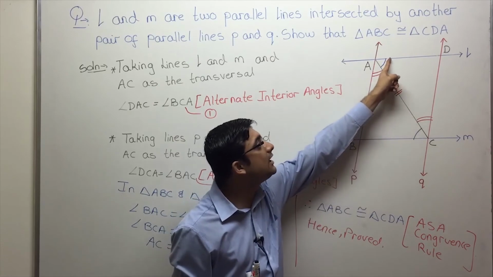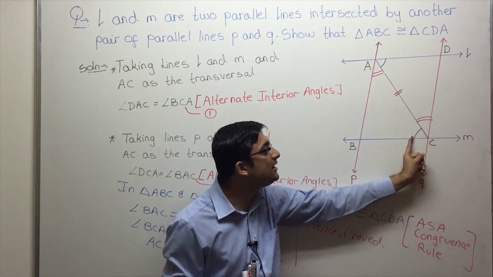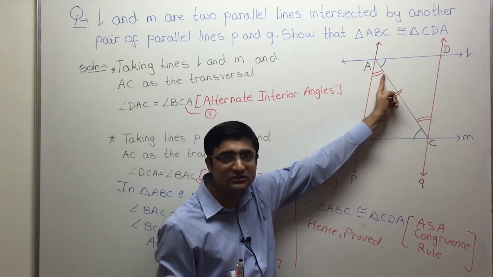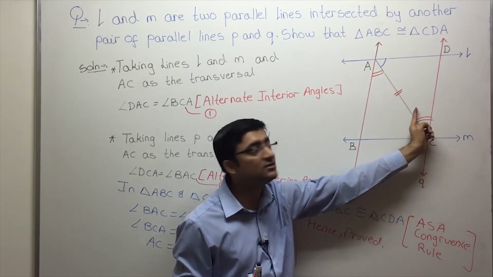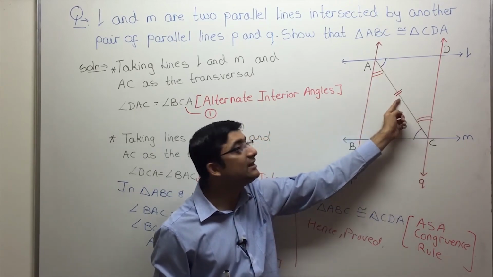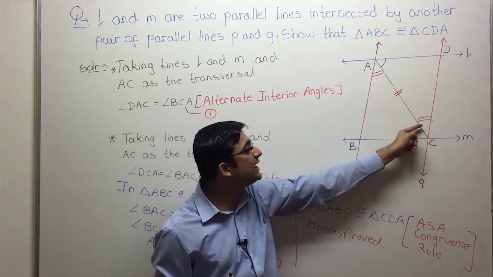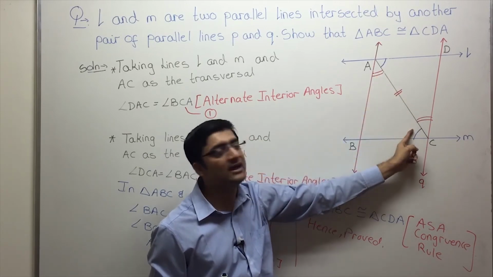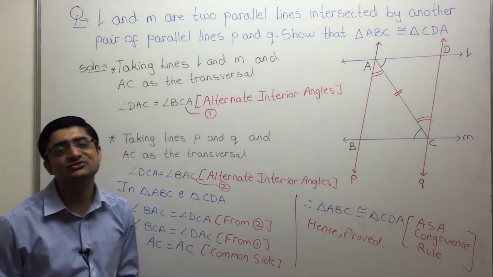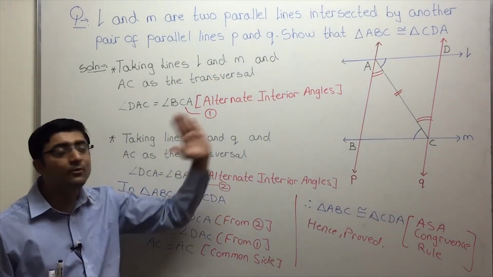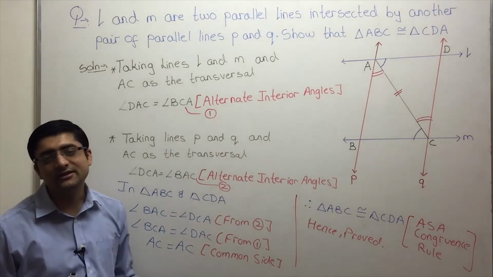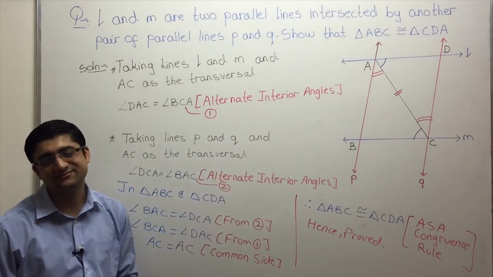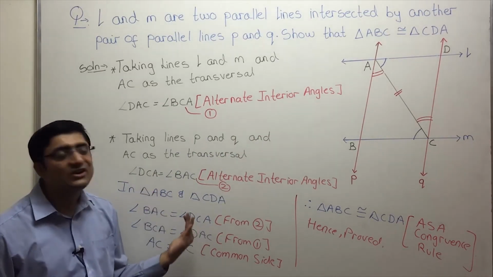See, what is this angle? Line and transversal. What is this angle? Line and transversal. So these are equal. Similarly for these two cases, angle between line and transversal. So alternate interior angles are equal and the common side. So two corresponding angles are equal and the included side is equal. So angle, side, angle. So by ASA criteria, these two triangles are congruent, right? So remember, the moment you see two parallel lines and transversal, apply these concepts, mark your angles as equal, see which sides are equal, you'll get the answer. It's very, very simple, right? So this is how you solve this question.